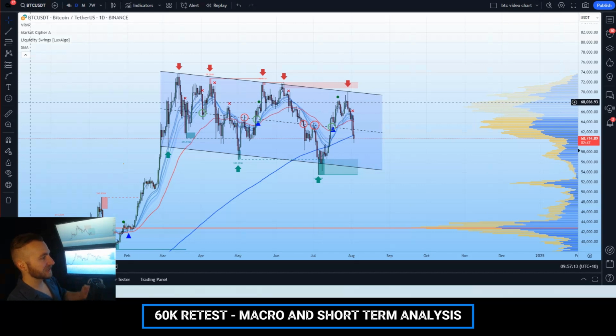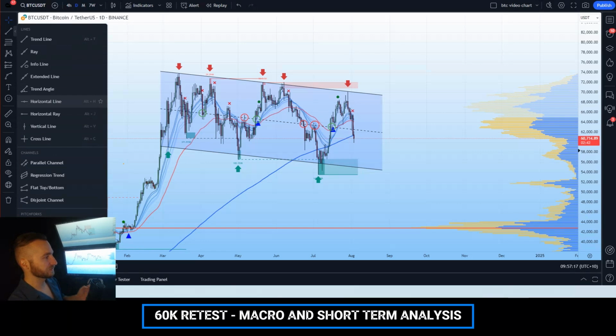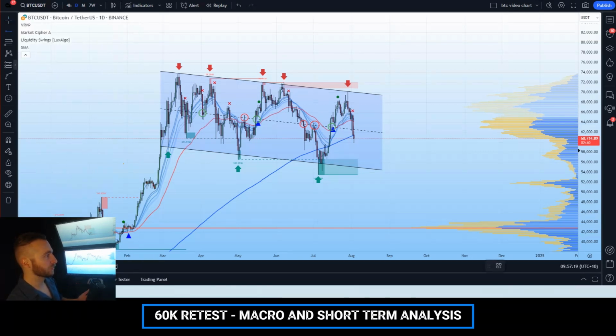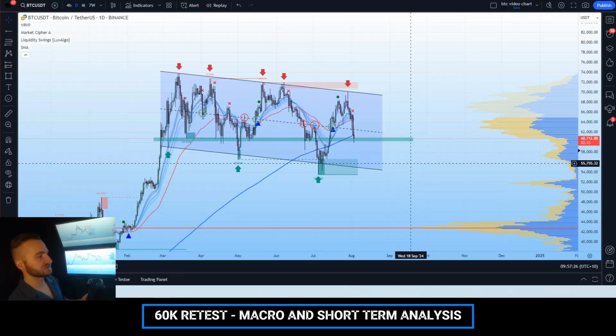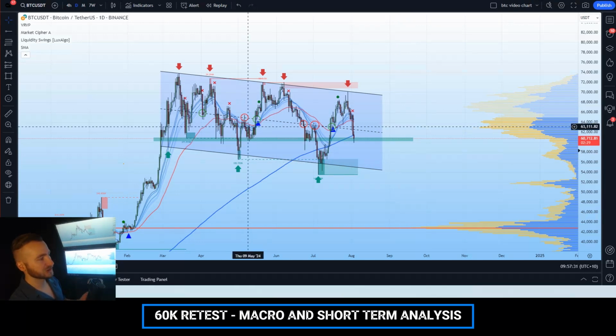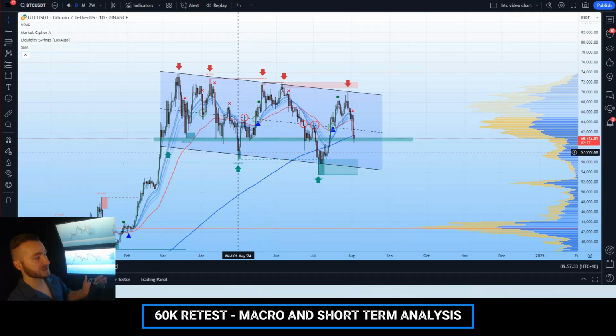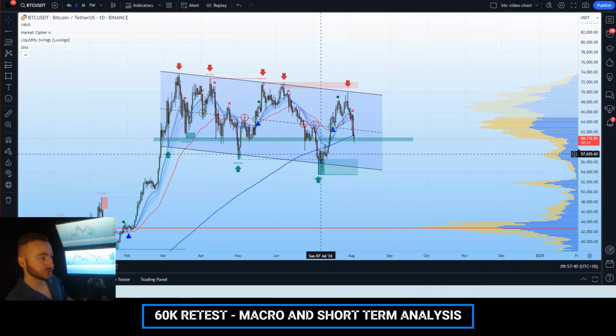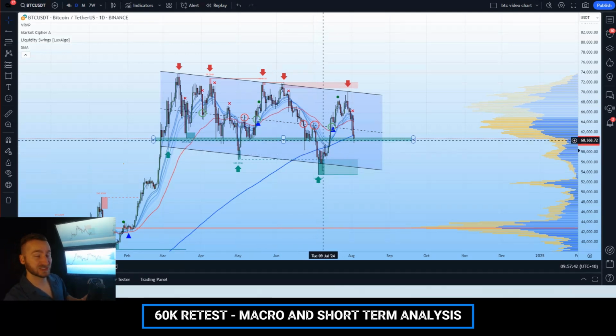Now, 60,000, as well as being a psychological level, does have some horizontal significance. If we look back to our chart over here, the $60,000 level held as a temporary support for Bitcoin for quite a fair amount of time. We had two major liquidity grabs below. Our first liquidity grab was on the 24th of May, and our second drop below was that extended correction around June, July.